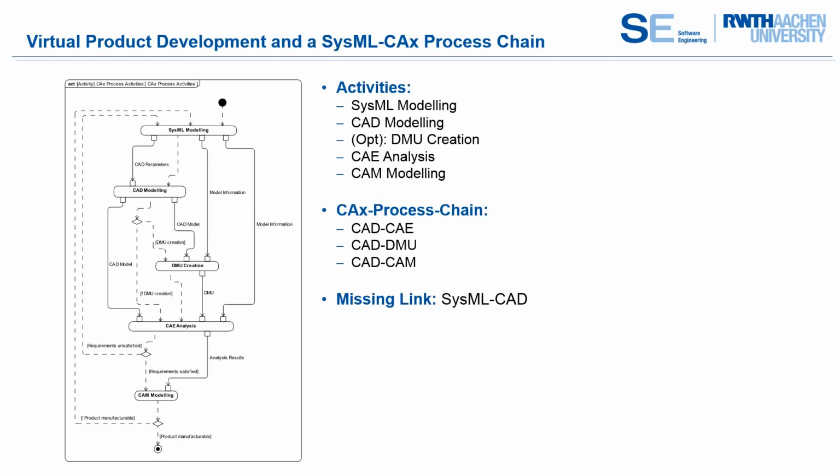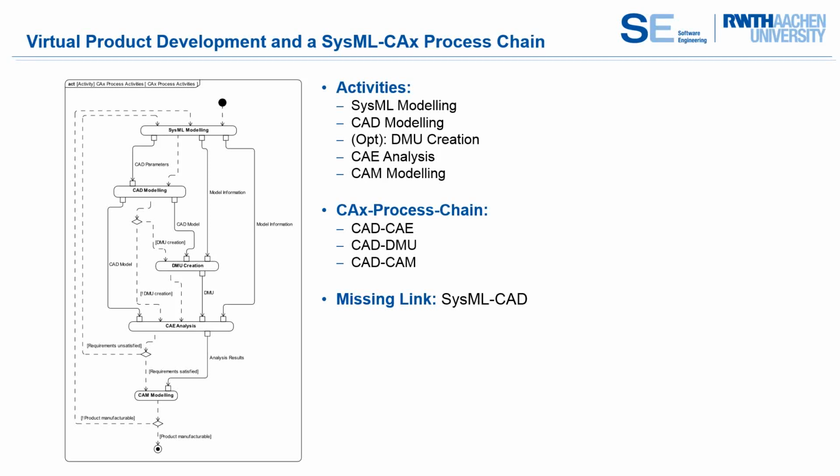If the system design fulfills all requirements, the computer-aided manufacturing activity aims to provide methods to actually manufacture the system hardware. In virtual product development, so-called CAX process chains support the connection of computer-aided methods. Commonly used process chains are the CAD-CAE process chain, which analyzes a system design using computer-aided engineering modules, the CAD-DMU process chain, which creates digital mockup units based on a computer-aided design model, and the CAD-CAM process chain, which actually manufactures a system based on its computer-aided design model.